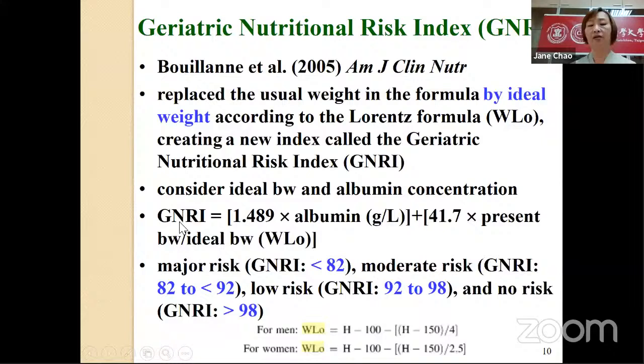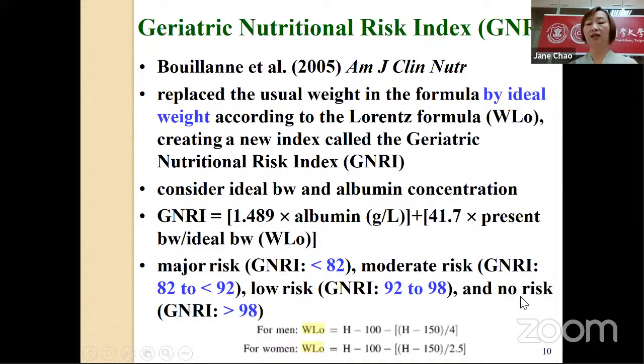There are four categories after you have your GNRI score. If the GNRI score is less than 82, the person is at major risk of malnutrition. If the score is between 82 and less than 92, you are at moderate risk of malnutrition. If the score is between 92 and 98, it indicates the person is at low risk of malnutrition. And finally, if the score is greater than 98, the person has no risk of malnutrition.